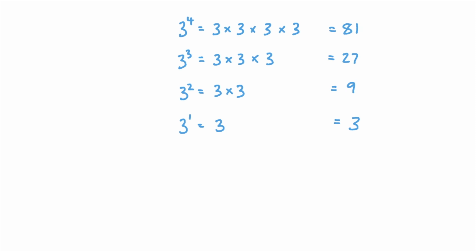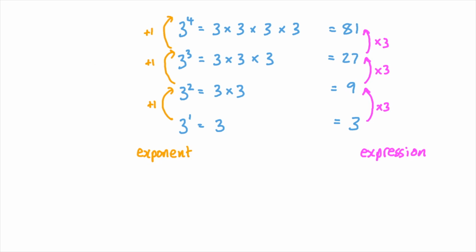Let's start with 3 to the power of 4, then think about 3 to the power of 3, 3 to the power of 2, and 3 to the power of 1. As we increase the exponent by 1 each time, we're multiplying the value of the expression by another 3. 3 to the power of 1 is 3, we then add 1 to the exponent to get 3 to the power of 2, and multiply the expression by 3 to get 3 times 3 equals 9, so 3 to the power of 2 is 9.